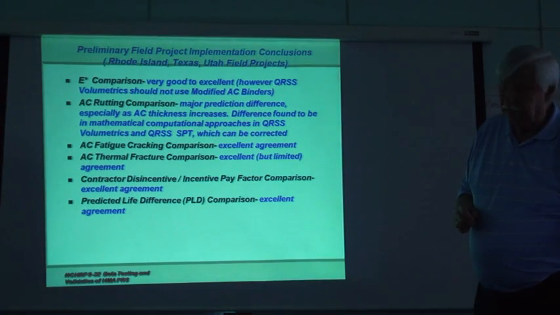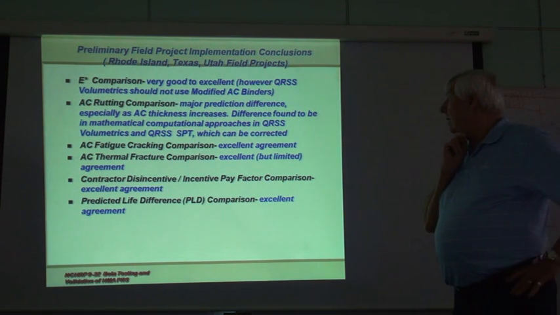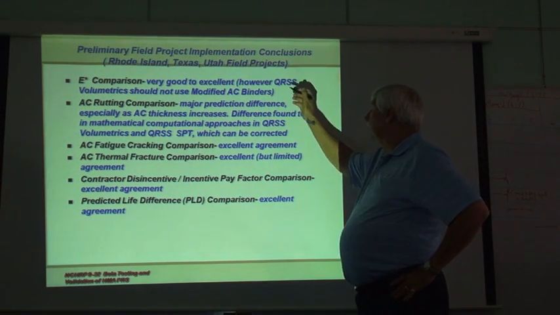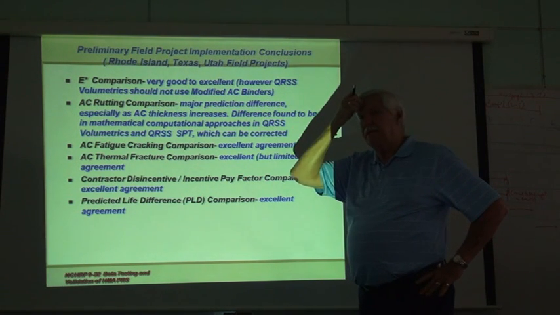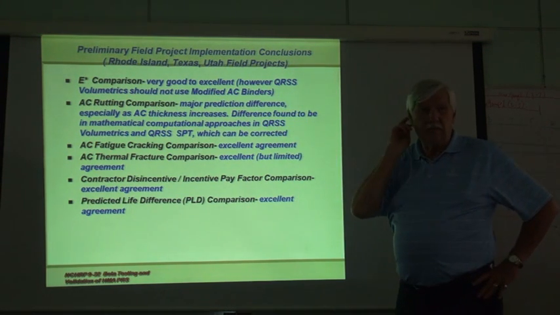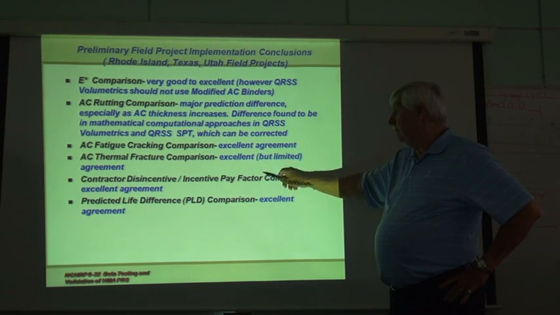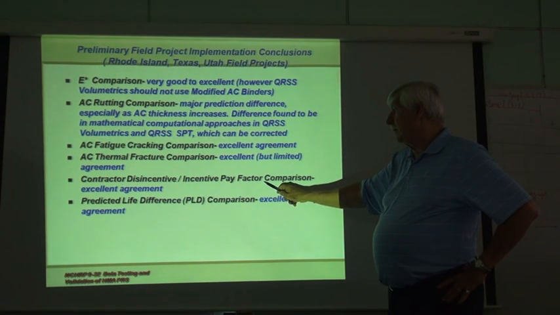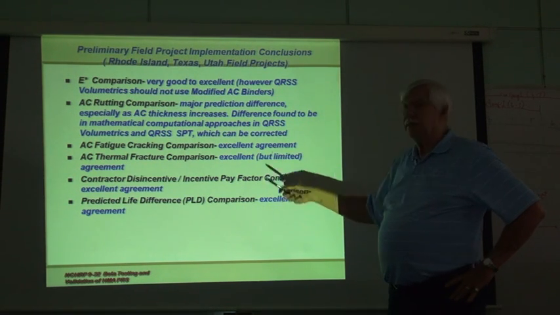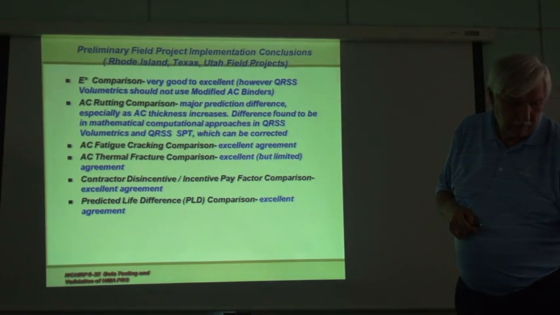And again, I'll just finish up with the summary slides. I think the E* comparison is very good to excellent. And again, the QR/SS volumetric should not be based upon modified estimate. The rutting comparison I pointed out, I think that will be corrected in the next month or two. Fatigue cracking, thermal cracking, computed disincentive, basically penalty, bonus, predicted life differences, all these came out to be very excellent. So these are based on 3 field projects. Obviously, we want to do more.